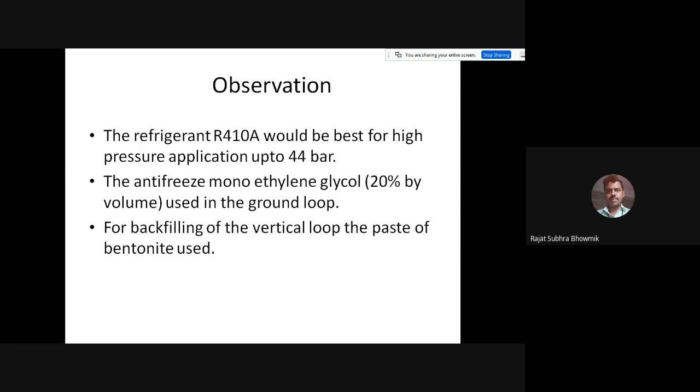For other observations, the refrigerant R410A is the best for high pressure application, up to 44 bar. The antifreeze monoethyl glycol, 20% by volume, is used in the ground loop for antifreezing. And for backfilling of the vertical loop, a paste of bentonite is used for better performance.